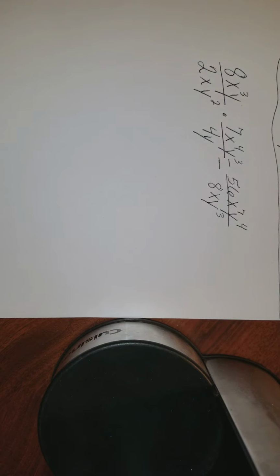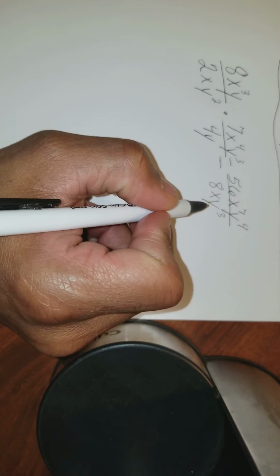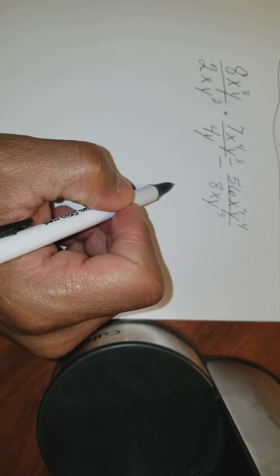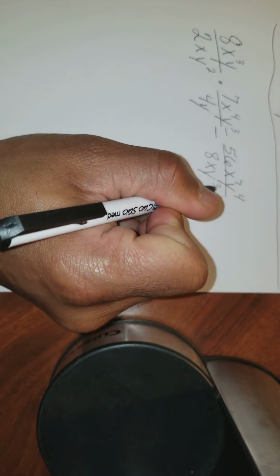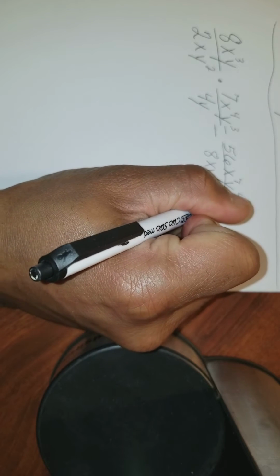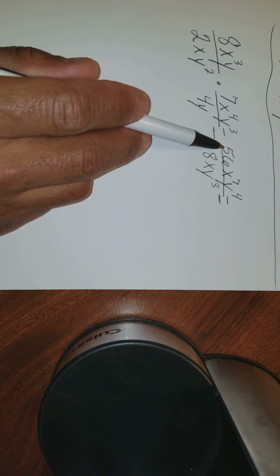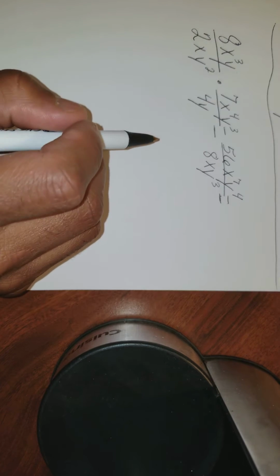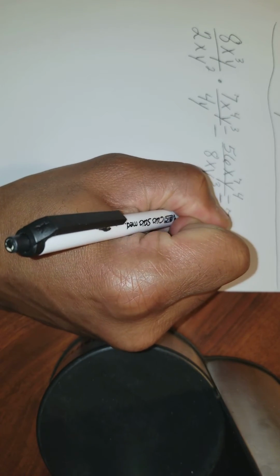Now that we've multiplied two rational expressions, keep in mind that we must make sure that we simplify. Meaning, if we can divide, we must divide. If we can reduce, we must reduce. In this case, I'm going to go ahead and divide, because 56 can be divided by 8. 56 divided by 8 gives me a quotient of 7.